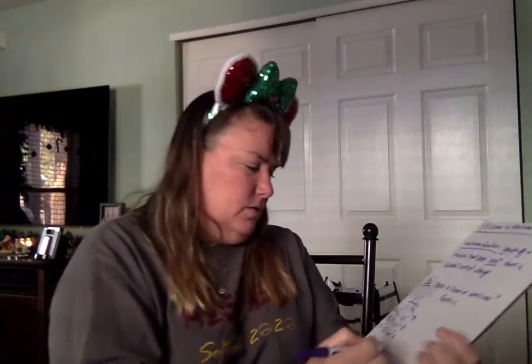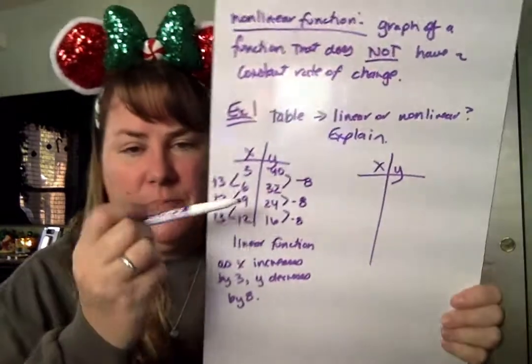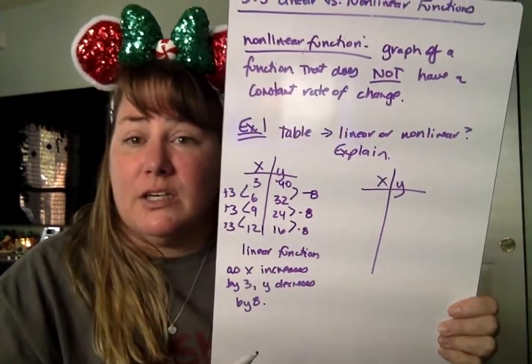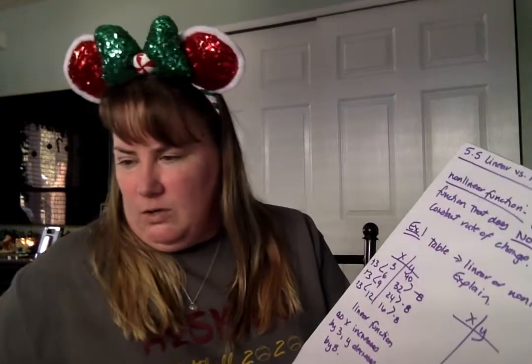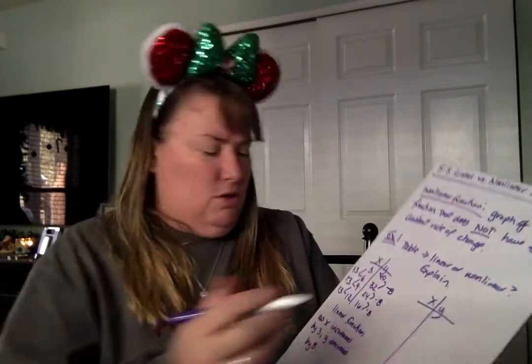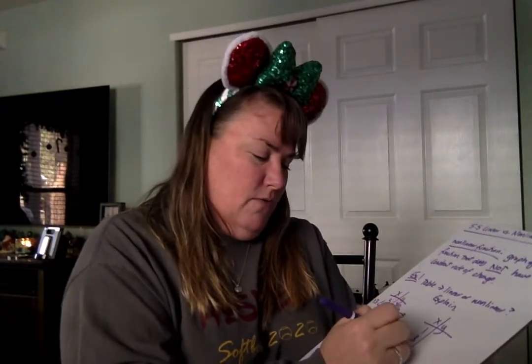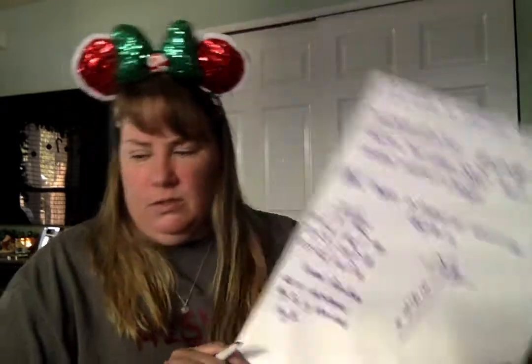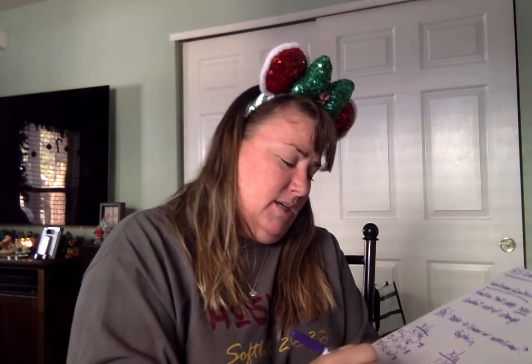So let's do another one. So let's go x and y. So remember, if all the change here is the same, and if all the change here is the same, then it's going to be a linear function. So let's do one over here. Let's go values of x is 1, 3, 5, 7, and 9. And then your outputs, 2, 11, 33, 66, I don't know, 88.